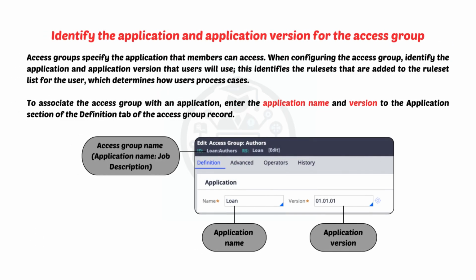Now, let's look at how access groups decide which application and version users can use. Go to the Definition tab of the access group and enter the application name and version. This setup ensures users can access the right rules and features to do their work efficiently.